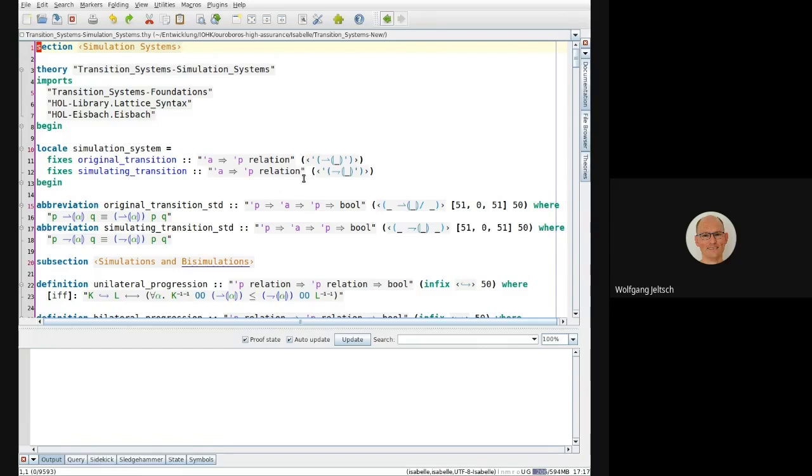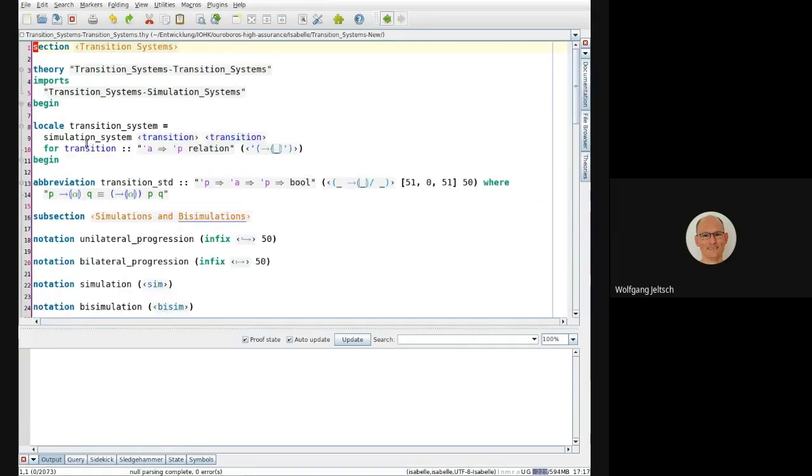And now this transition system locale is a sublocale of the simulation system locale. This basically says the transition system is characterized by a single relation of this type called transition, and it is a simulation system where both the original and the simulating transition, or the role model and the mimic, are this transition. And you could, if you would specify axioms, which we haven't here because we don't require any conditions on these relations, then you could also add more axioms.